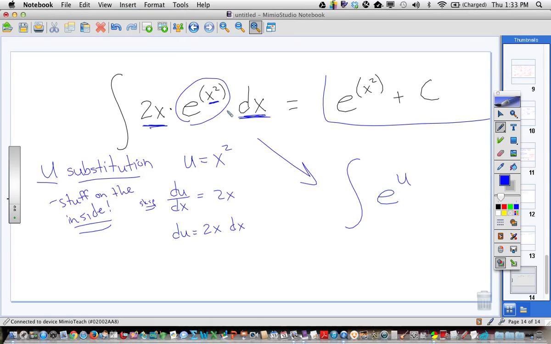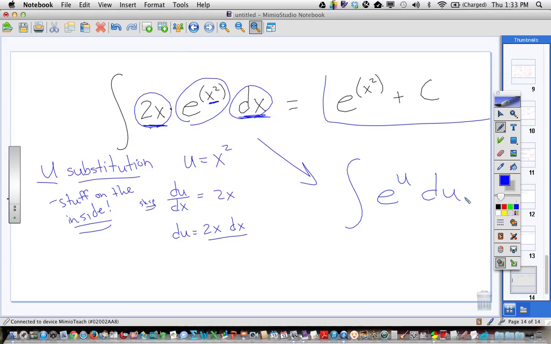2x and dx. What's 2x and dx? Look right down here. 2x dx is the same as du. So I can take these out and put du in its place. Now the du always goes at the end, so we want to put it where it belongs.